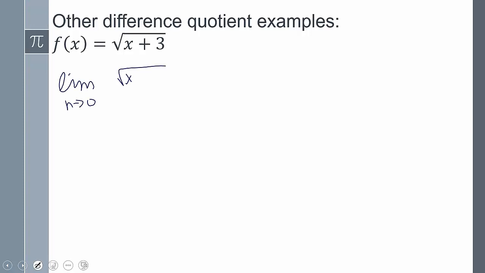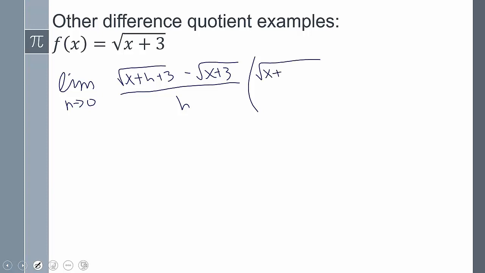of f of x plus h minus f of x all over h. Now whenever you have square roots, the trick here is you have to multiply top and bottom, so the denominator and the numerator, by the conjugate.